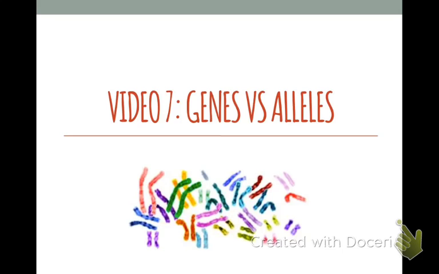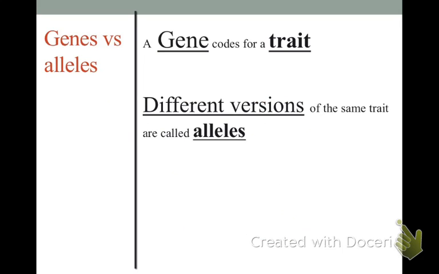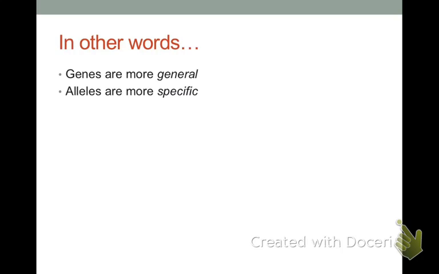These are chromosomes, and in fact on Monday/Tuesday we will be working with karyotypes, which are just these chromosomes spread out. So, let's start. Genes and alleles can actually be defined as such. A gene is something that codes for a trait, while different versions of the same trait are called alleles. Now that itself, while it's correct, is not the easiest way to think of genes and alleles. In fact, I like to think of genes as being more general and alleles as being more specific.